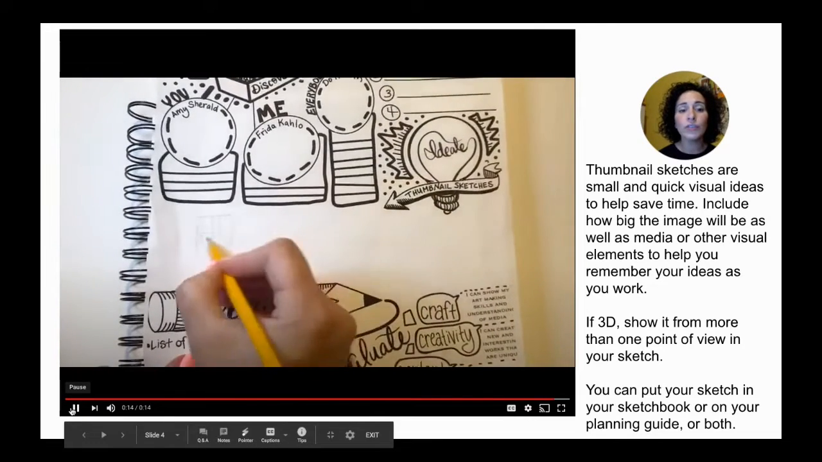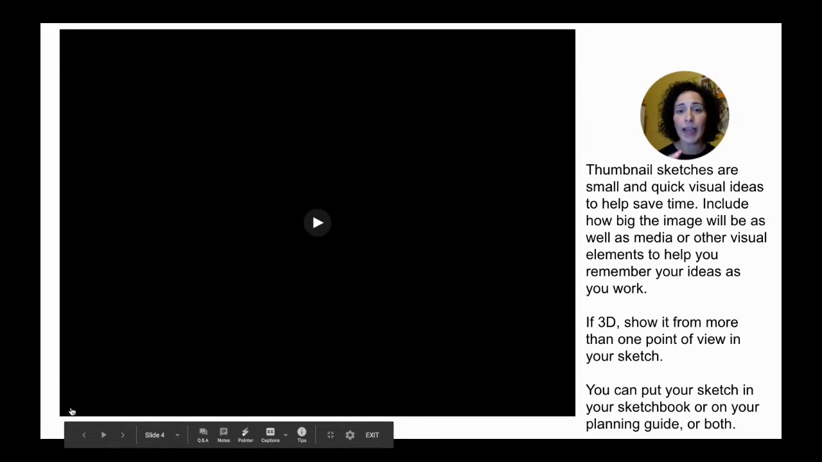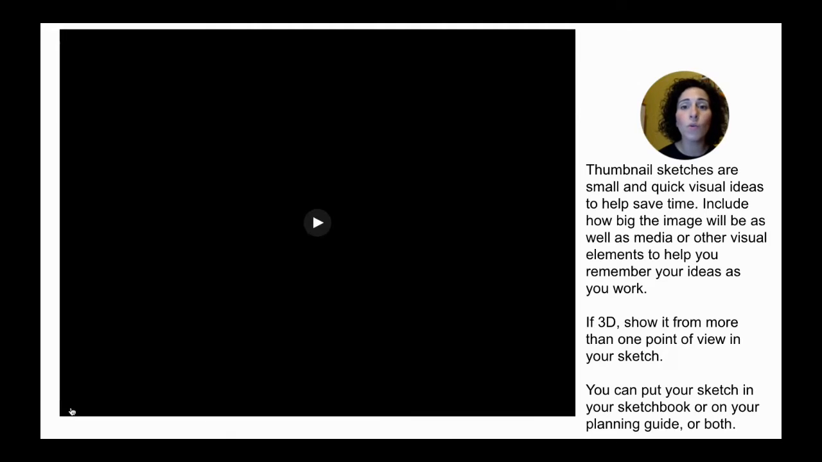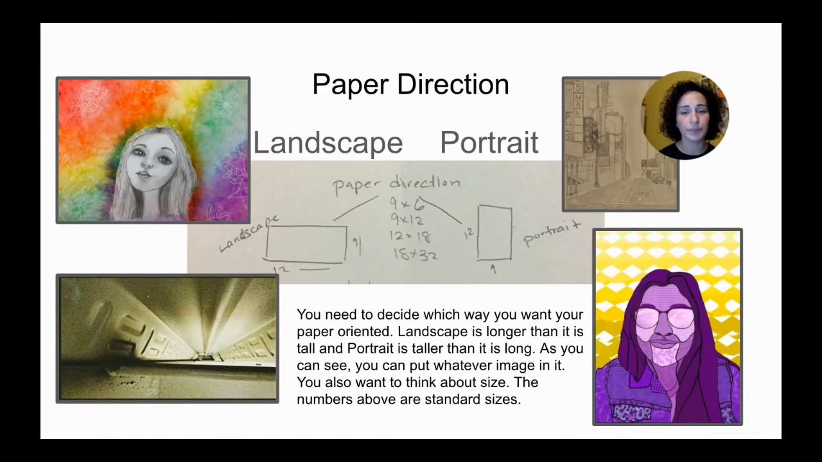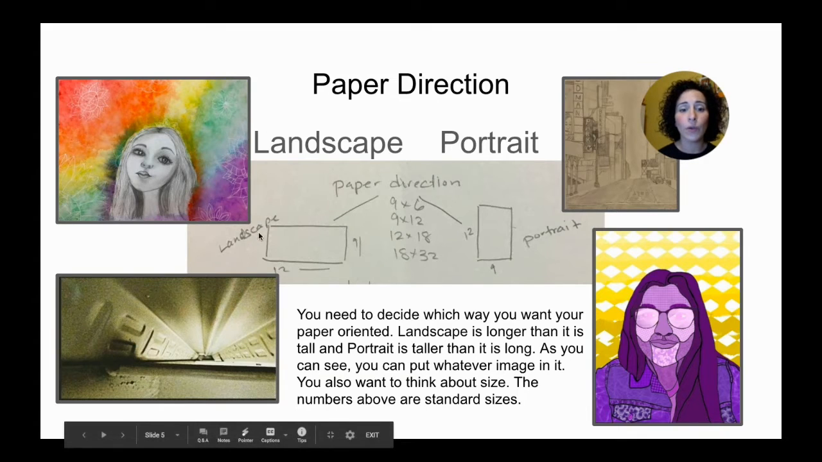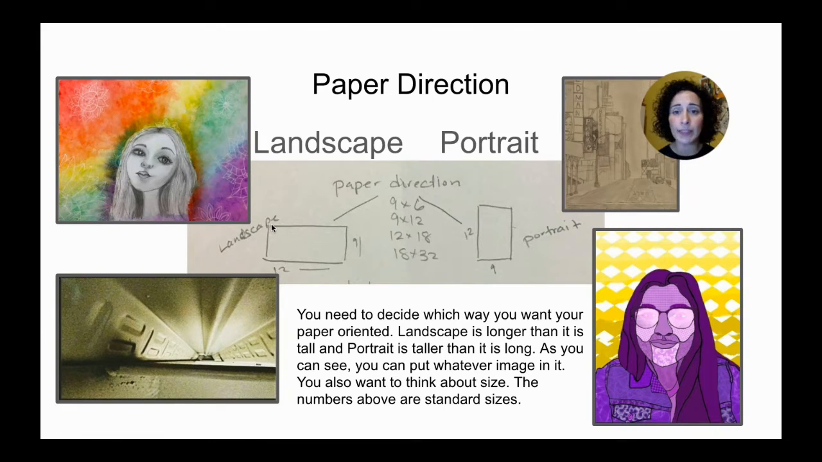You can also use, again, your planning guide and put that in your planning guide, or you can work within those sketchbooks that you have, what you want to do for your sketch. When you're coming up with your thumbnail sketches, one of the first things that you have to decide when you're creating the little border for your picture plane or your paper is, is it going to be landscape oriented or is it going to be portrait oriented?